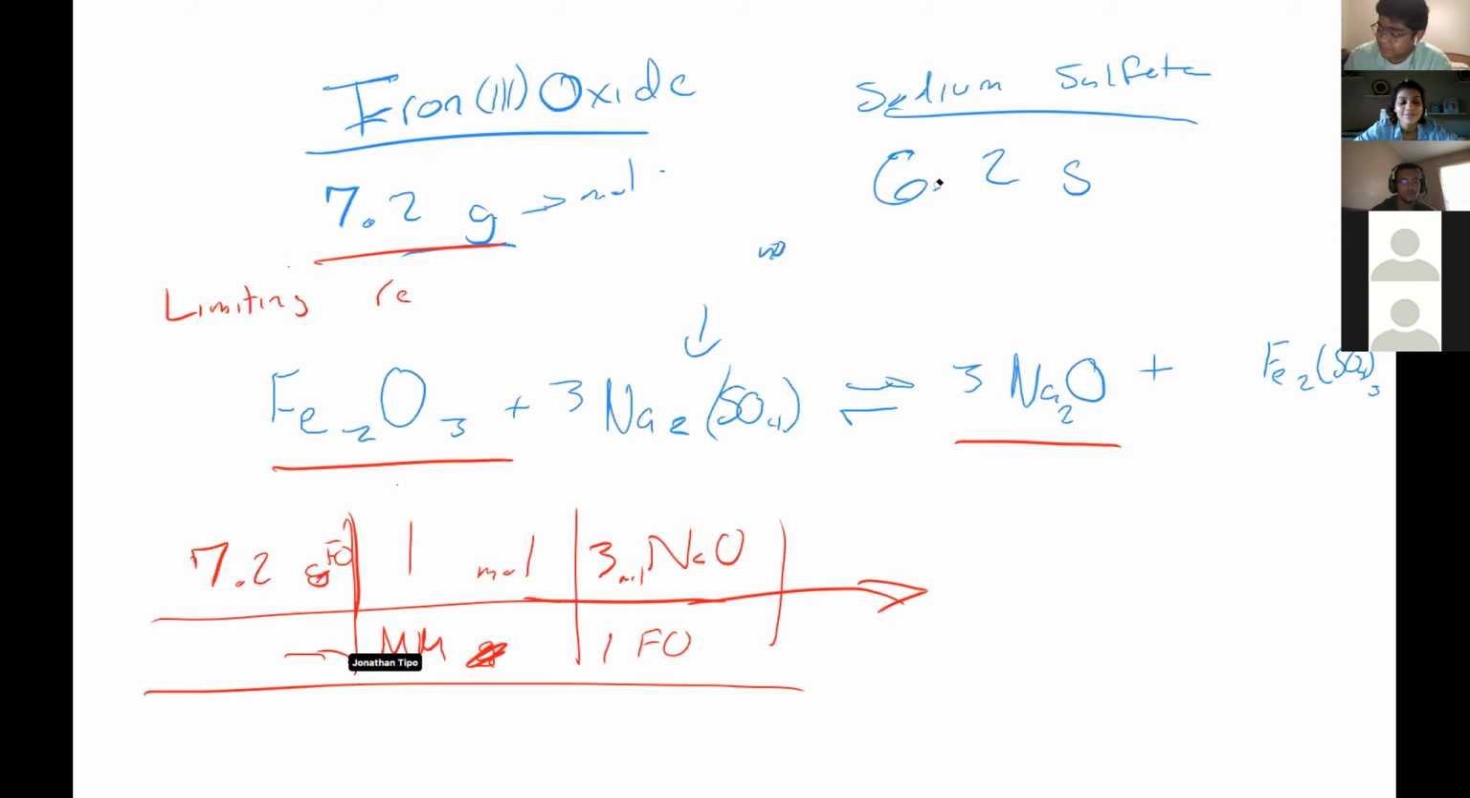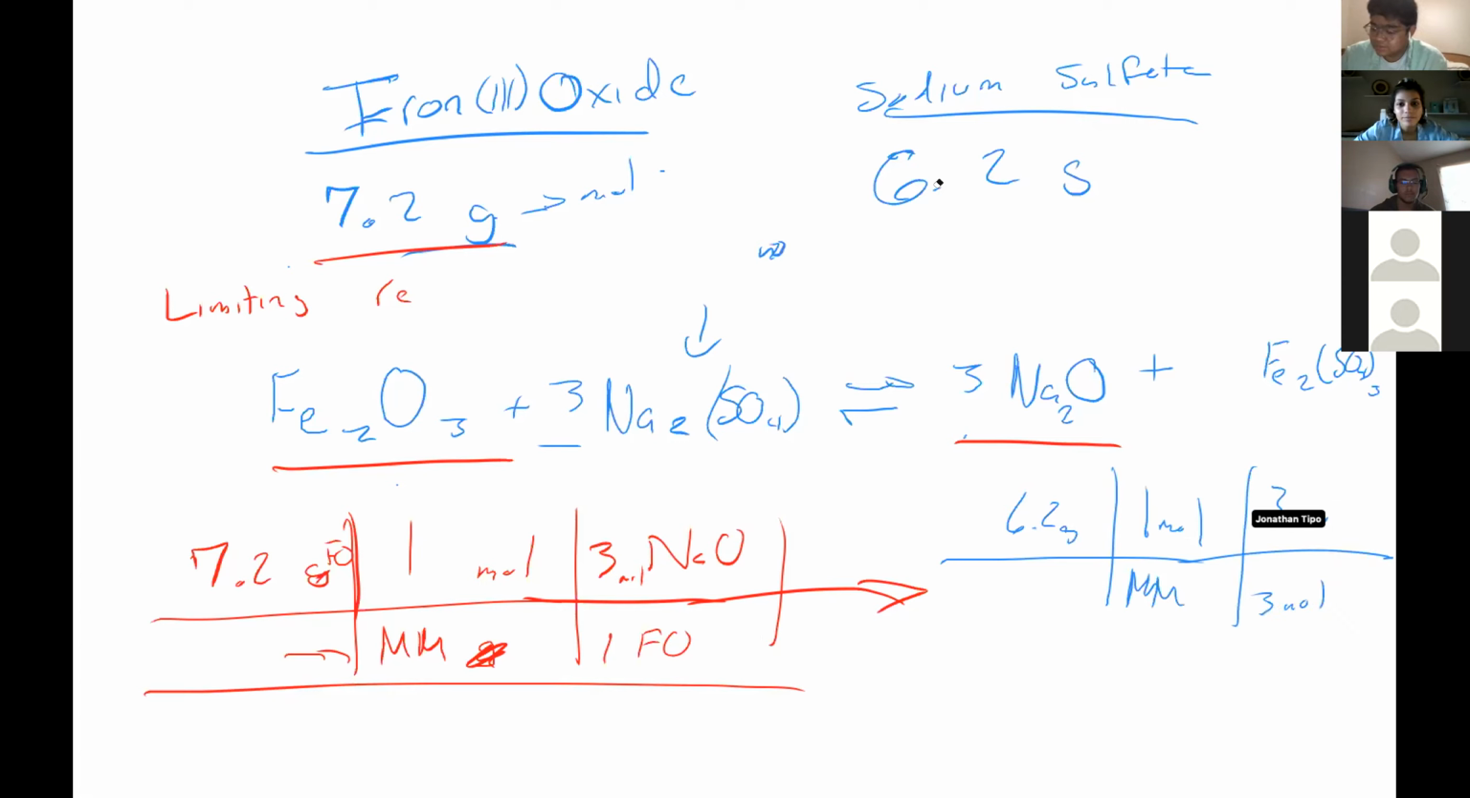Same thing for this side. Again, 6.2 grams over molar mass equals to 1 mole. That's a 3-to-3 ratio, so that's 3 moles to 3 moles. Cool. Everybody got that? Wait, how did you get the last ratio for iron?